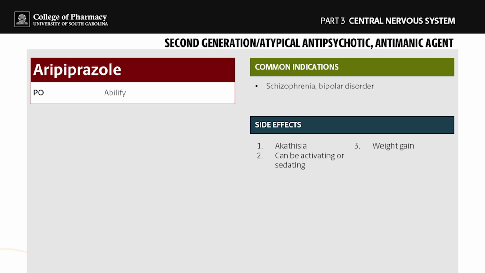Another second-generation atypical antipsychotic anti-manic agent is Aripiprazole, and the brand name is Abilify, and an indication is schizophrenia and bipolar disorder. Some of the side effects would be weight gain, akathisia, and it can be activating or sedating. So just note that, Aripiprazole. I just like saying that.